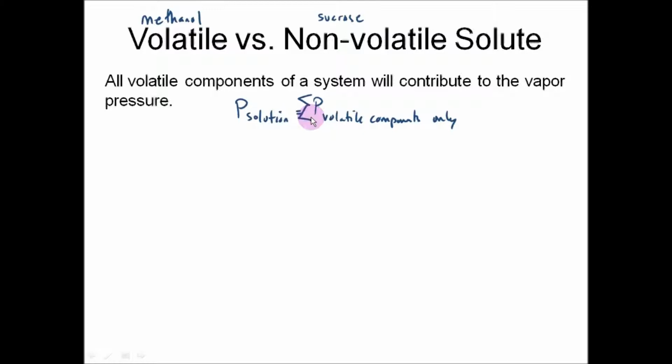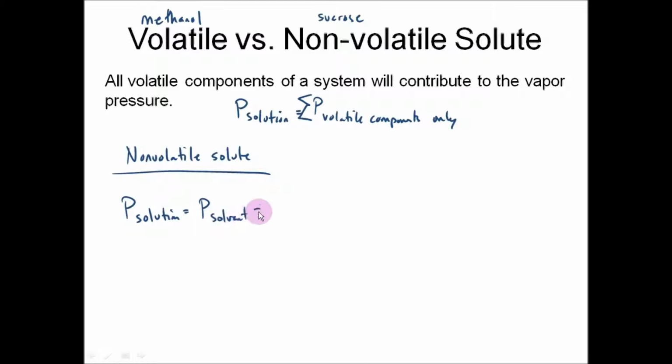So let's just keep it to two component systems, a solvent and a solute. So let's pretend that the solute is non-volatile. Then, if we want to calculate the vapor pressure of the solution, all we have to do is find the vapor pressure of the solvent. And that's going to be equal to the mole fraction of the solvent times its vapor pressure when it's pure, which is basically the equation we saw on the previous slide.